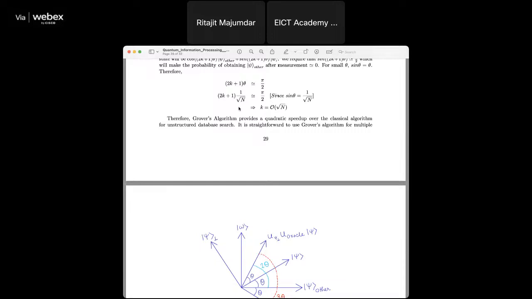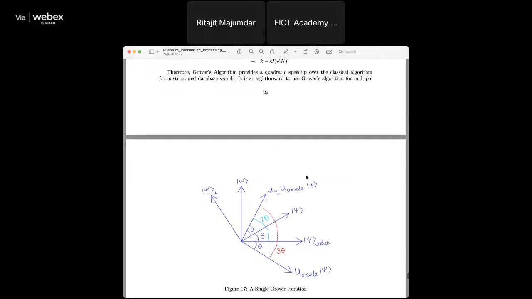If you don't stop at pi by 4, so initially your probability was very low, say you're starting from down there, very low. You reached 1, probability 1. You don't stop there. You move away from the state. Again, your probability of getting the correct outcome reduces. And then again, it starts coming back. It again becomes 1. This becomes a periodic sinusoidal type of function.